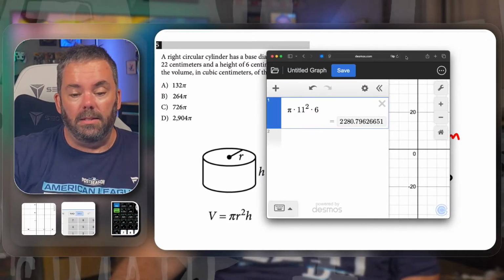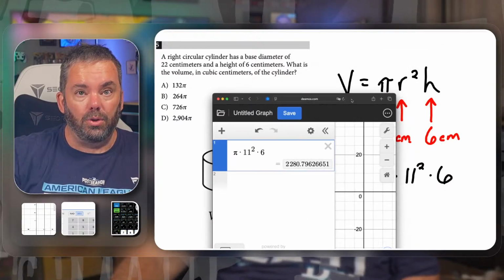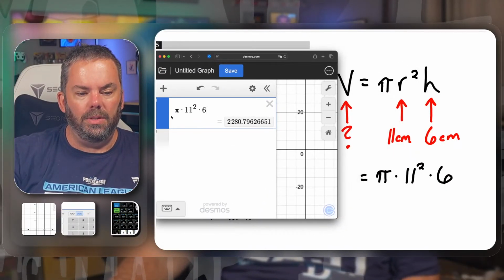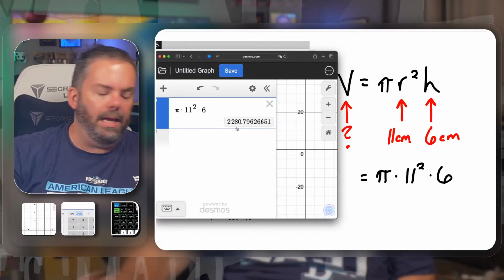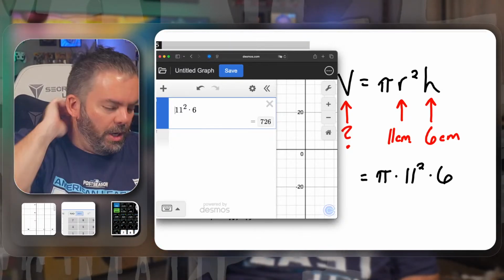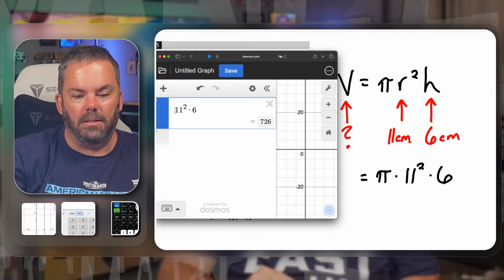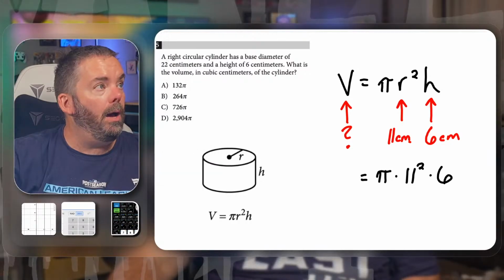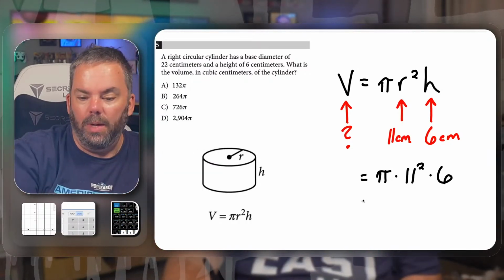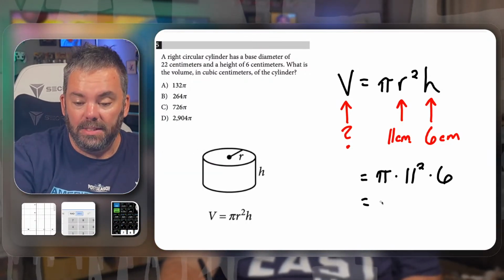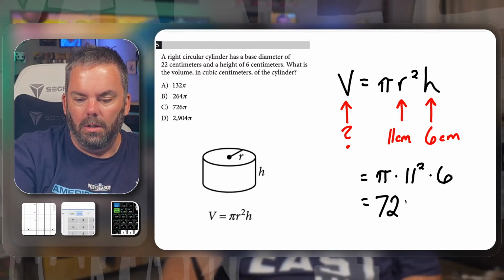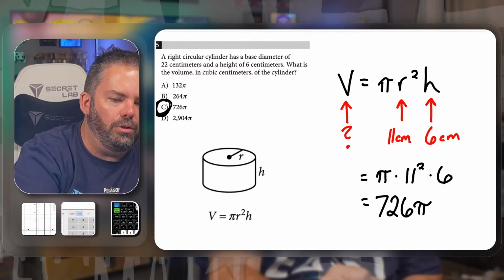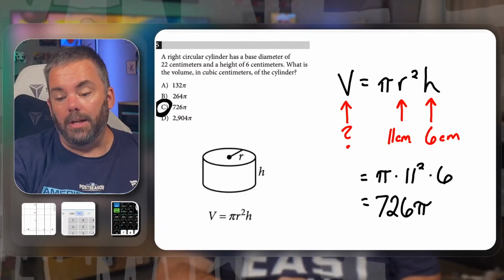The reason why this isn't matching is, do you notice the multiple choice all have pi's in them? So what they want us to do is they don't want us to include pi in this multiplication. If we just do 11 squared times 6, that's 726. And so the answer to this problem, we can say, is pi times 726 or 726 pi. So this one, they're just trying to save you from having to round and stuff, right?